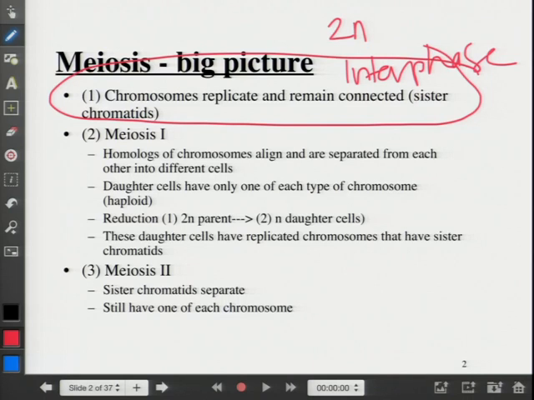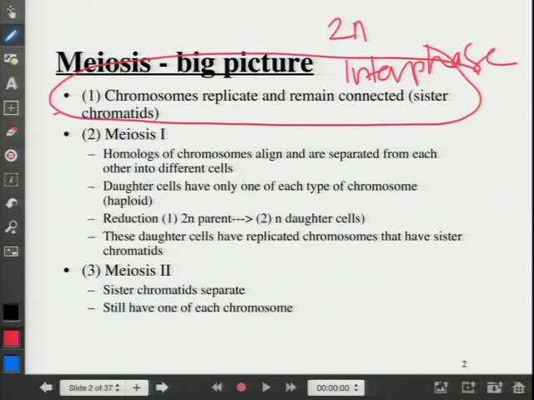G1 is 2N. S phase, synthesis. We double the chromosomes. They stay connected, right? The sister chromatids. For us, we'd still have 46 centromeres after replication, right? You start with 46. G2, they're the X's. There's still 46 of them. Okay. That's the end of interphase. So interphase is exactly the same whether we're asking about mitosis or meiosis.